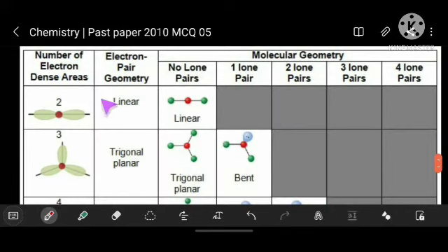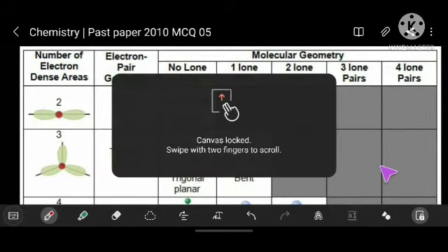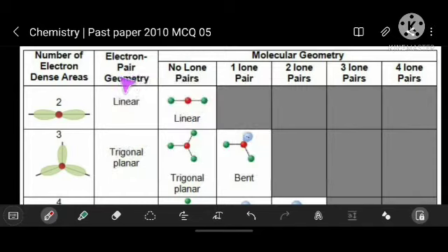So this is that chart here. The number of electron dense areas means the number of repulsive units. If we have 2 repulsive units, then the electron pair geometry would be linear. And here they have separately mentioned the number of lone pairs.